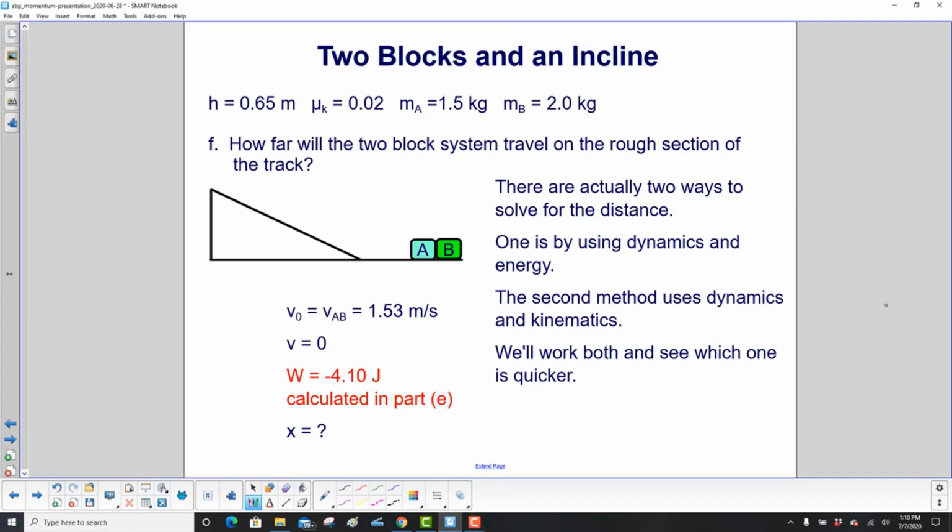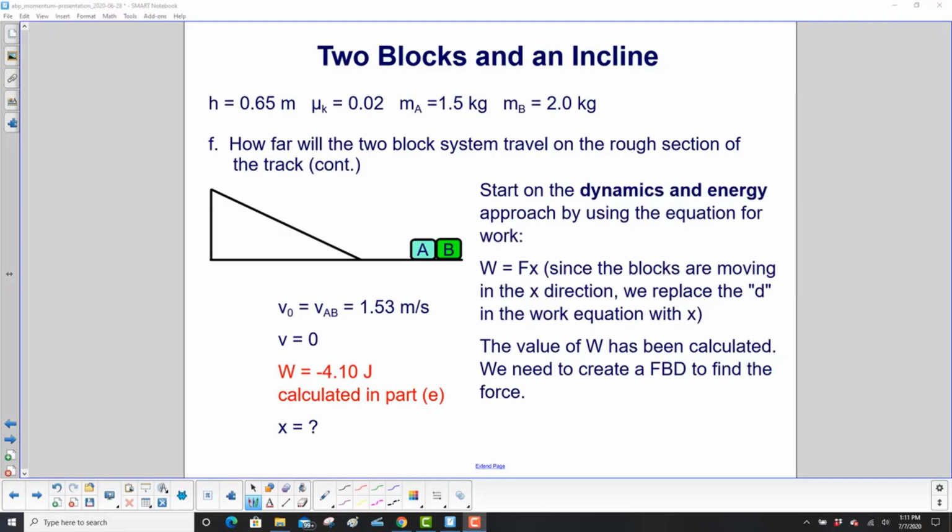And finally, how far will the two-block system, block A and B, travel on the rough section of the track before they come to a stop? That's kind of implicit. There's actually two ways to solve for the distance. One is using dynamics and energy, and the other way is dynamics and kinematics. We'll work both and see which one is quicker. We'll start on the dynamics and energy method. Let's use the equation for work.